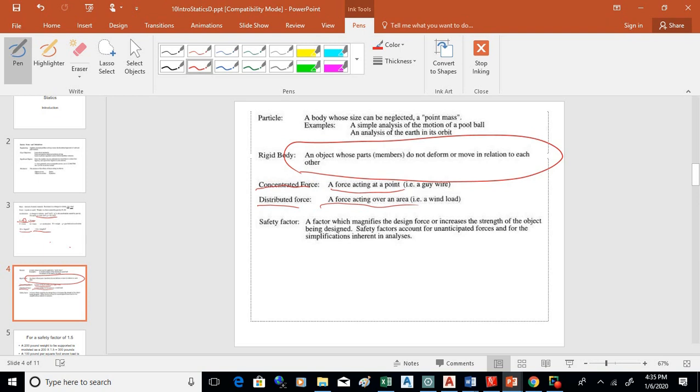Okay. The last thing we have on this front page is a safety factor. That's a factor that magnifies the design force. Because when you're doing the problems in here, I will tell you what the forces are. And when you look at a textbook, it will say the force is such and such. It is 500 newtons. It's 300 pounds. When you start working, you're not going to know what the forces are. And you're going to have to guess.